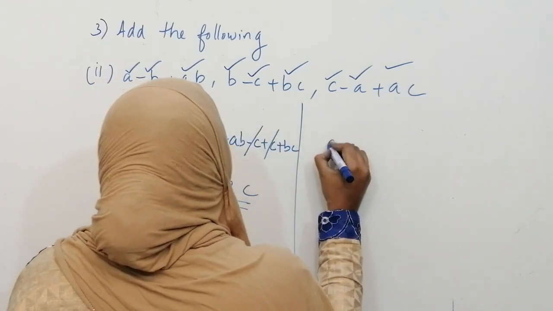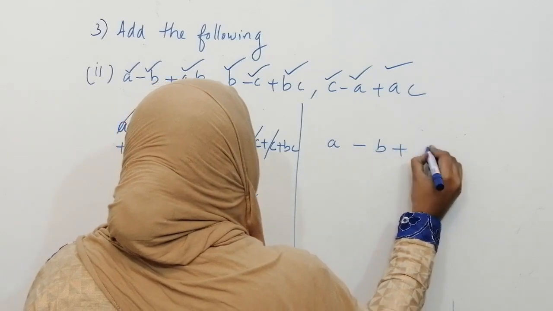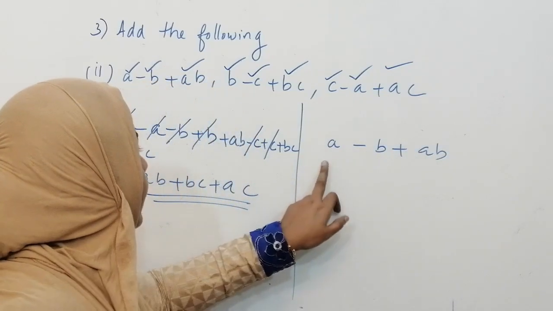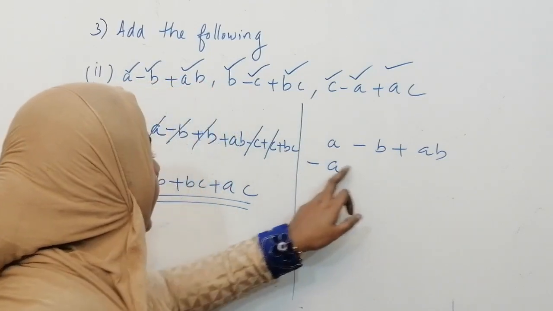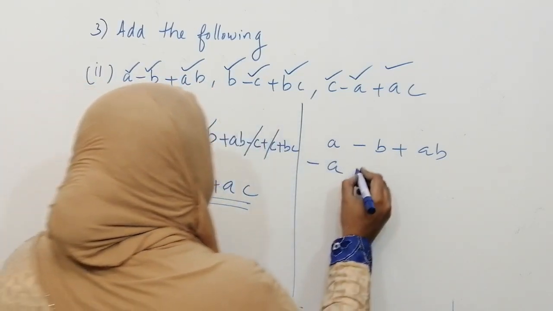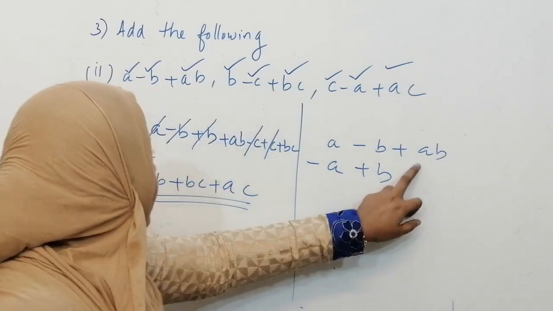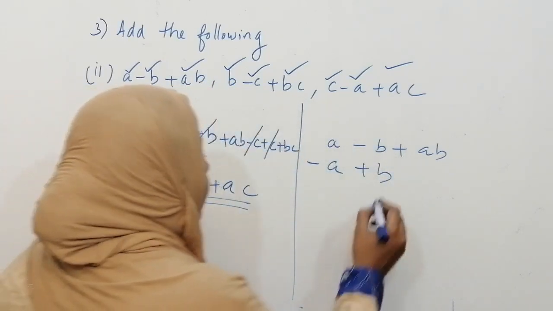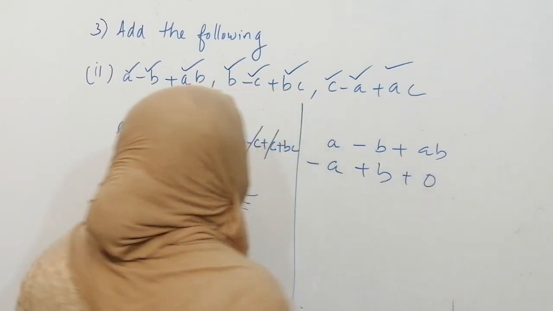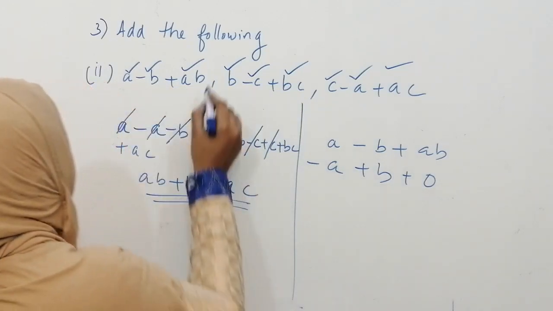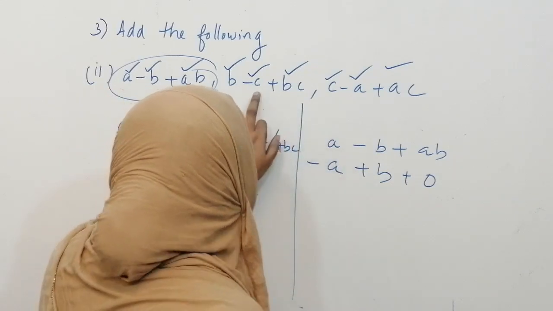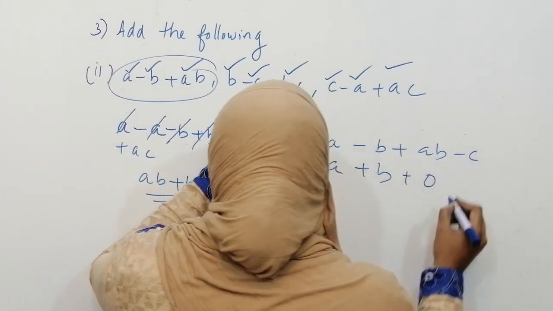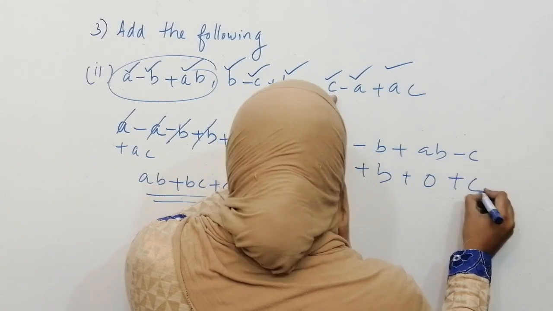So I am writing A minus B plus AB. So what is the like term of A here? Minus A. And what is the like term of minus B? Plus B. And what is the like term of AB? Nothing, so I am giving just 0 here. Next one is, so this we finish. Next B we took here. Next is C, so I am writing here minus C and plus C here.